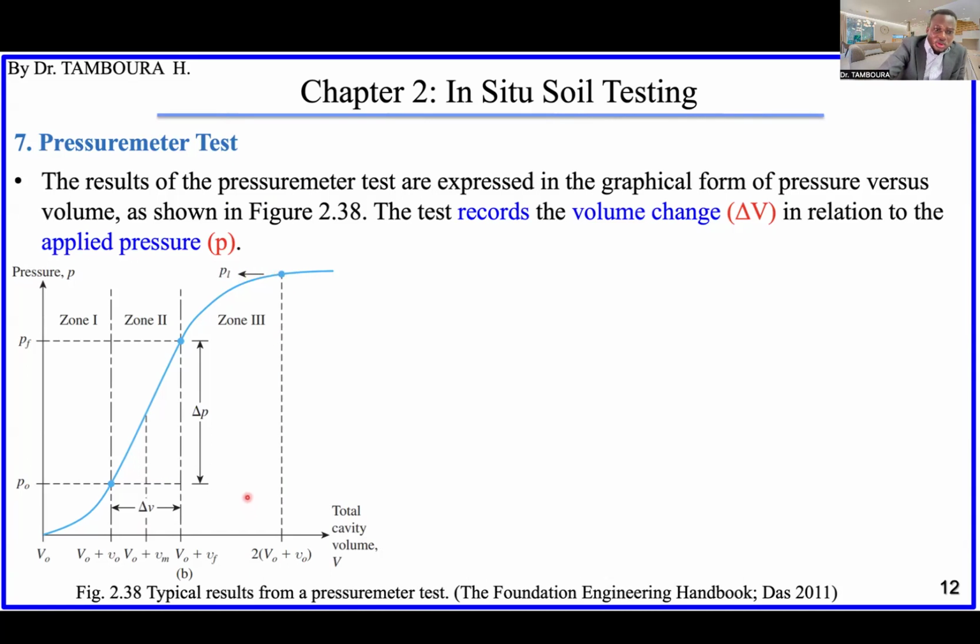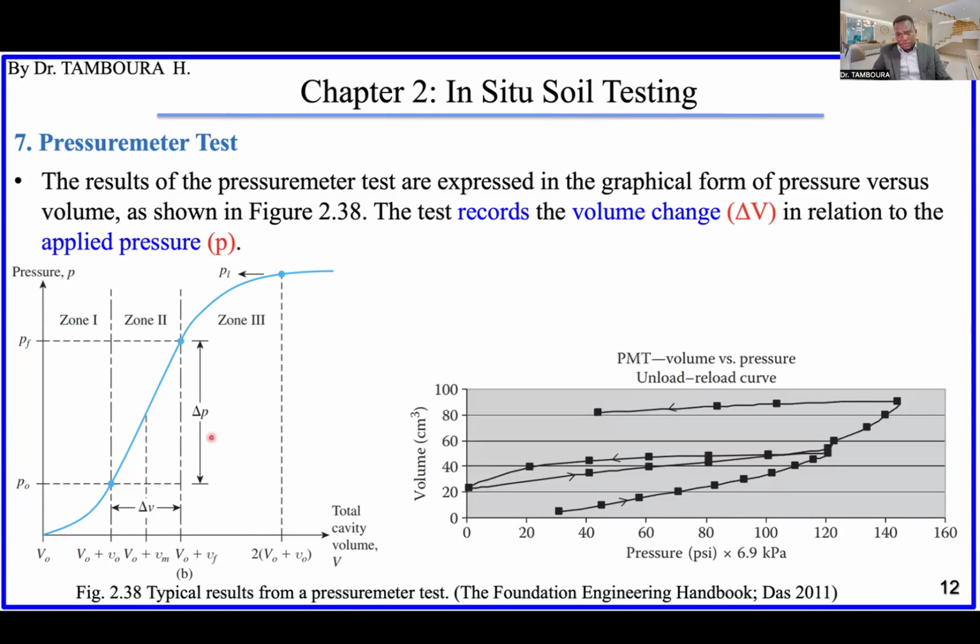If you check this curve, you have 3 zones, and we are going to describe them soon enough. First one, zone 1, from here to here. Zone number 2, here to here. And zone number 3, here to here. Here is an example of this. This is the result of an actual test.